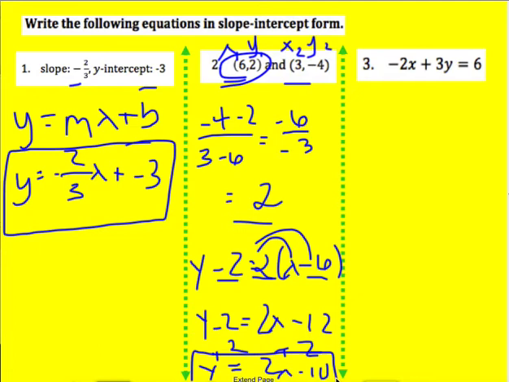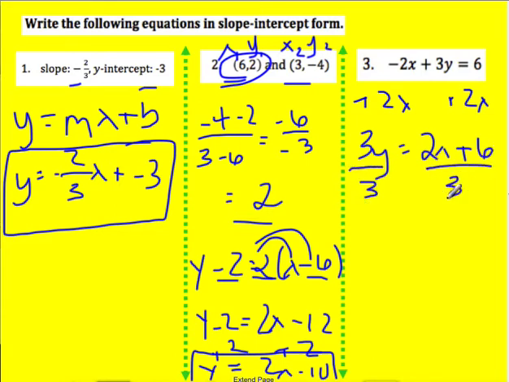Okay, taking a look at number 3. For number 3, I want to basically just solve for y. That's how I can get things in slope-intercept form, is just solving for y. So I'm going to start by adding 2x to both sides. So I get 3y is equal to 2x plus 6. Then I'm going to divide both sides by 3. So I get y is equal to the fraction 2/3 and then x.